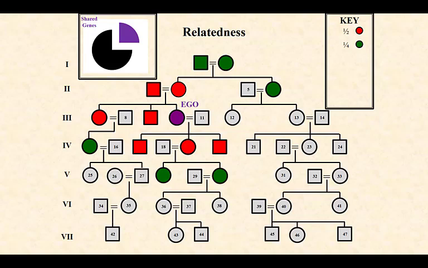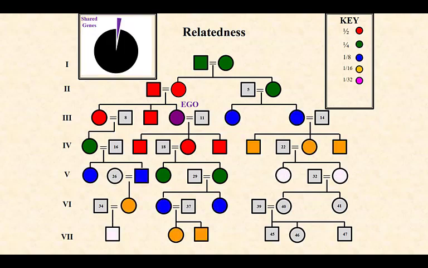You get the idea here. Then we go to 1/8, then 1/16, then 1/32, then 1/64, and 1/128. So you see the ones on the lower right there are descendants of ego's aunt. They're number 6 at the top.